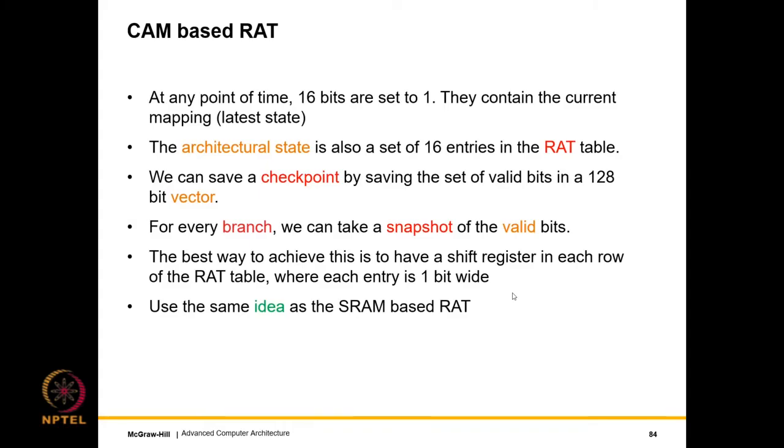So now let us see how a CAM based RAT actually works. The key points over here are that at any point of time 16 bits are set to 1, because only 16 architectural registers are what we have. So this is the set of 16 entries in the RAT table, and we can save a snapshot of these. So this is an important point in a graphical form. There is an important thing that needs to be understood.